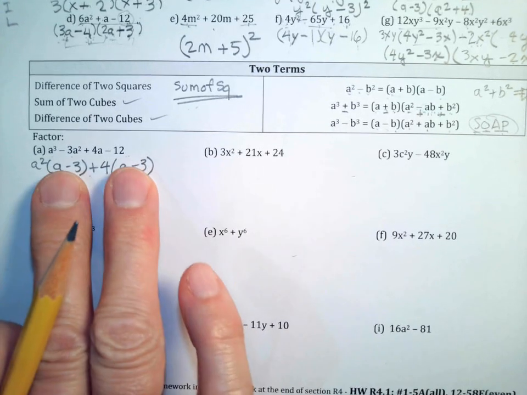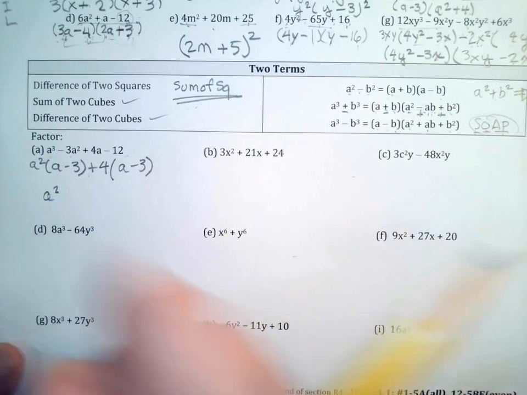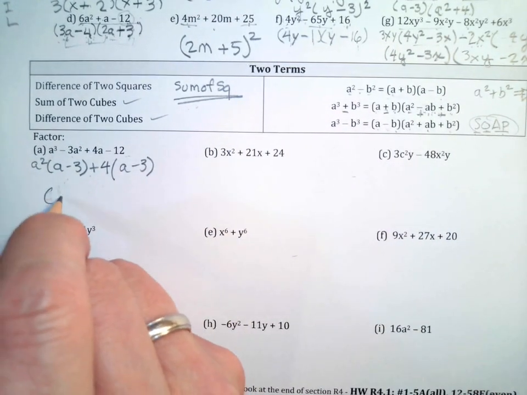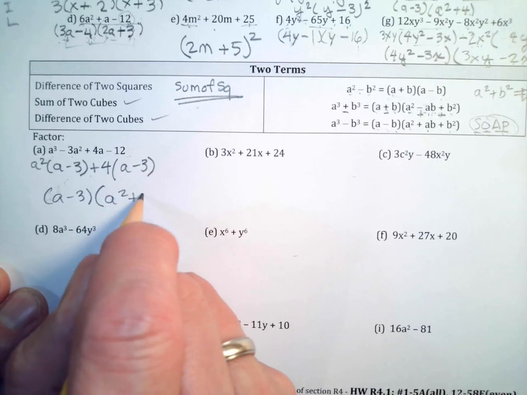The parentheses are the same. And so now we say a squared, I always like to put what I'm factoring out first. So I'm taking out the a minus 3 and then a squared plus 4.